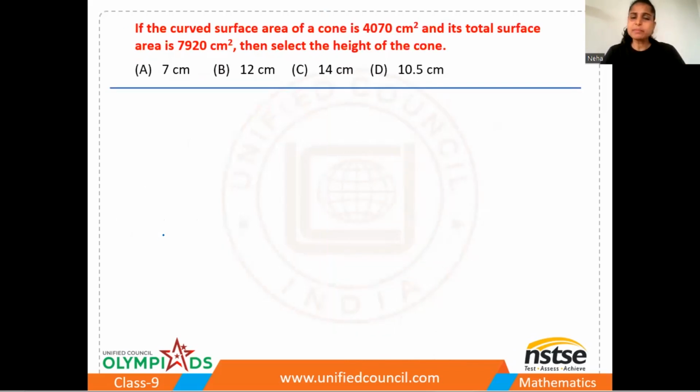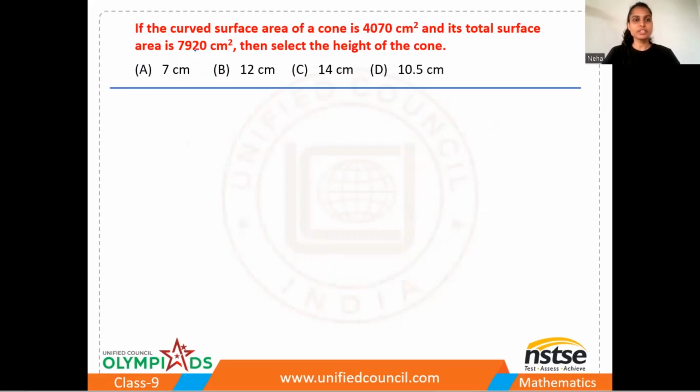Alright, students. So let me present the next question. So here, students, this is the next question. Now, in the next question, as we can see, this question is from mensuration, and if the question is from mensuration, that means it has some calculation. Okay, perfect, no problem. We can do all the calculations.